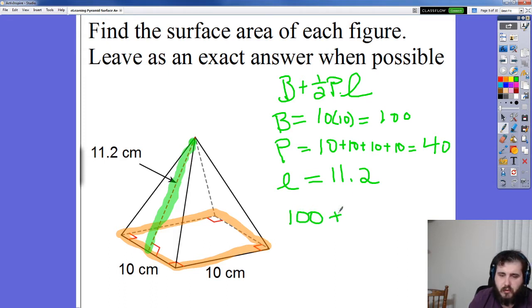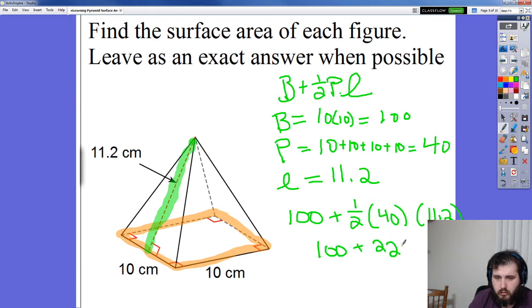I'm just going to put that into the calculator. The area of the base, plus 1/2 PL. You can do that in the calculator, but this will be 224. You add that, you get 324, and there's your surface area. That's centimeters squared, square centimeters.